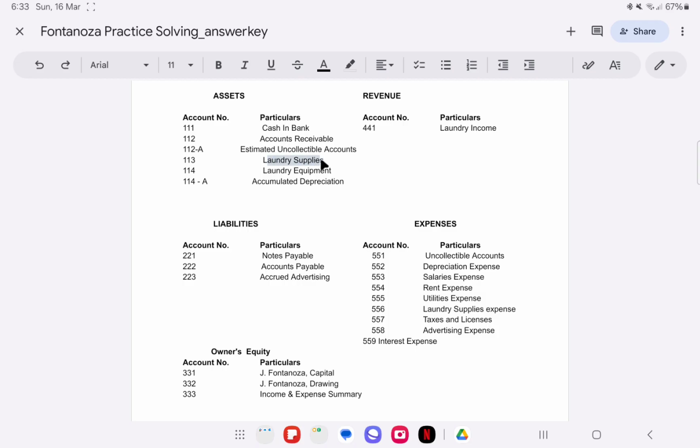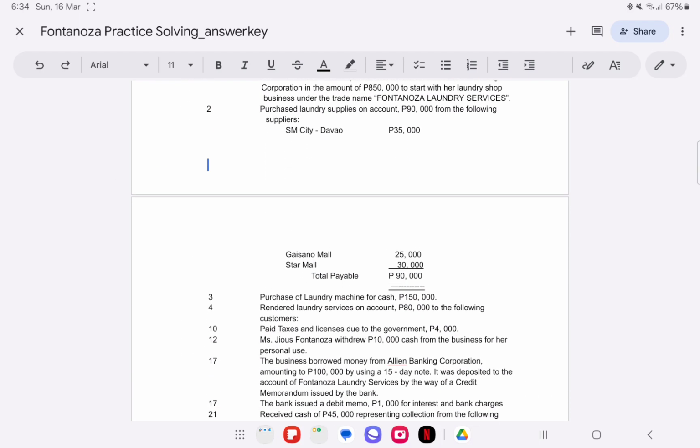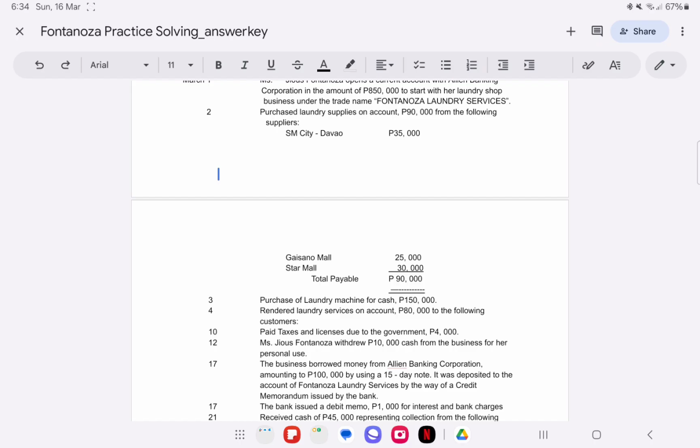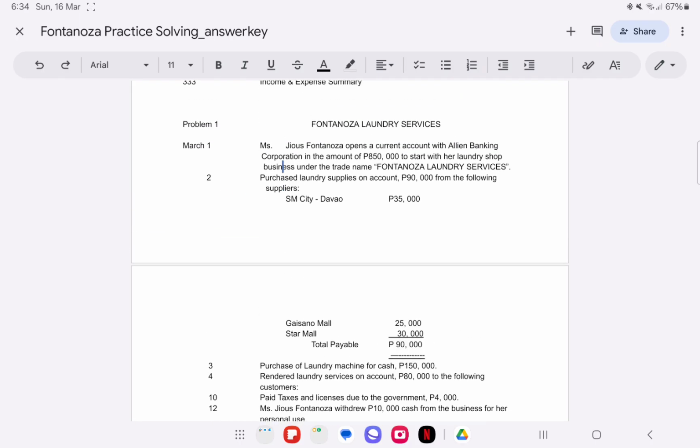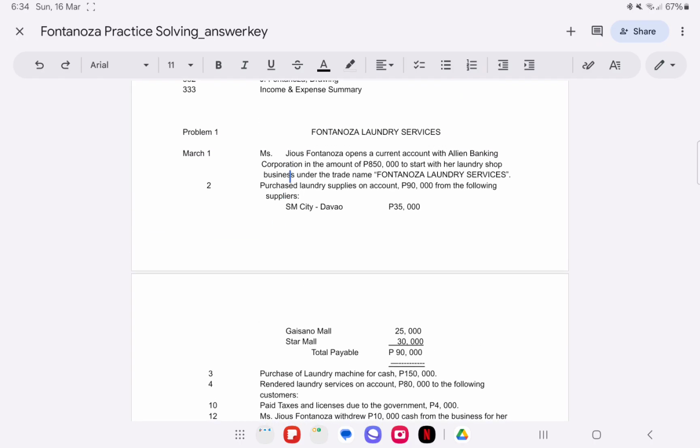Okay, great. So we have laundry supplies under assets, and 113 is our account number. Try to transfer or journalize that into our entries, and what would be your value parted with? Okay, so what do you mean by on account?